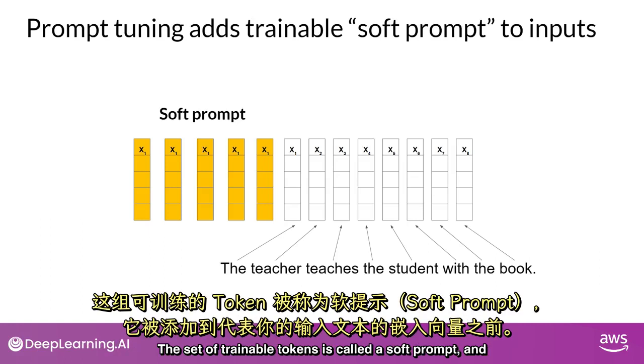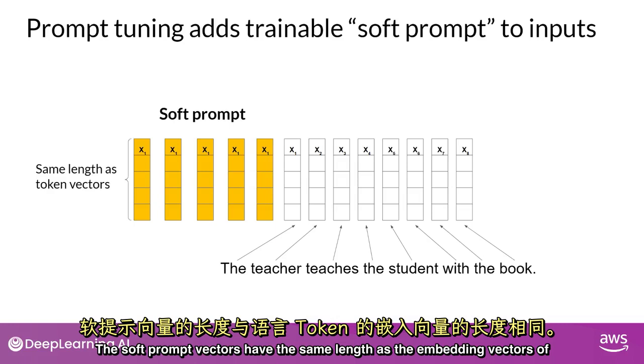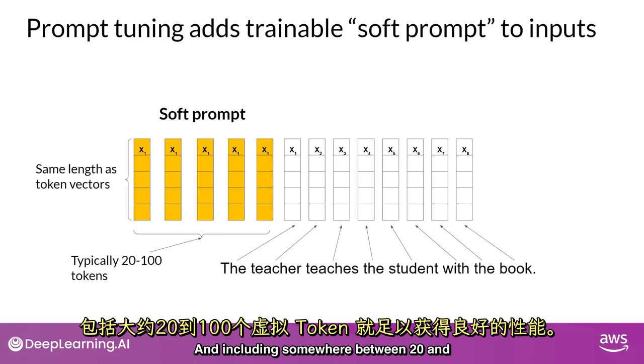The set of trainable tokens is called a soft prompt, and it gets prepended to embedding vectors that represent your input text. The soft prompt vectors have the same length as the embedding vectors of the language tokens, and including somewhere between 20 and 100 virtual tokens can be sufficient for good performance.